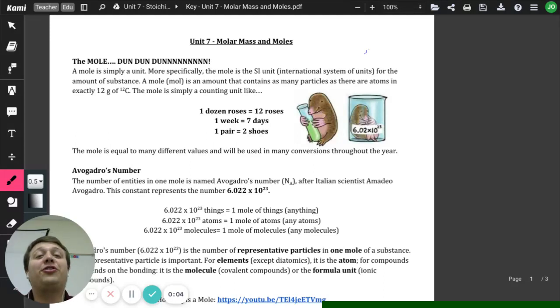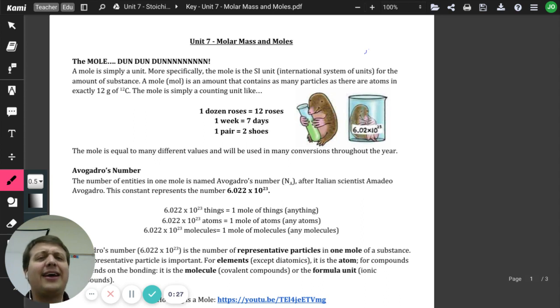So today we're going to be starting our Unit 7 notes on stoichiometry. And today's lesson is going to focus on molar mass and moles. Now for this, please make sure you've got everything that you need. So paper, something to write with, your notes. You will also need a calculator and a periodic table. So make sure you've got all that, but otherwise we're going to go ahead and get started.